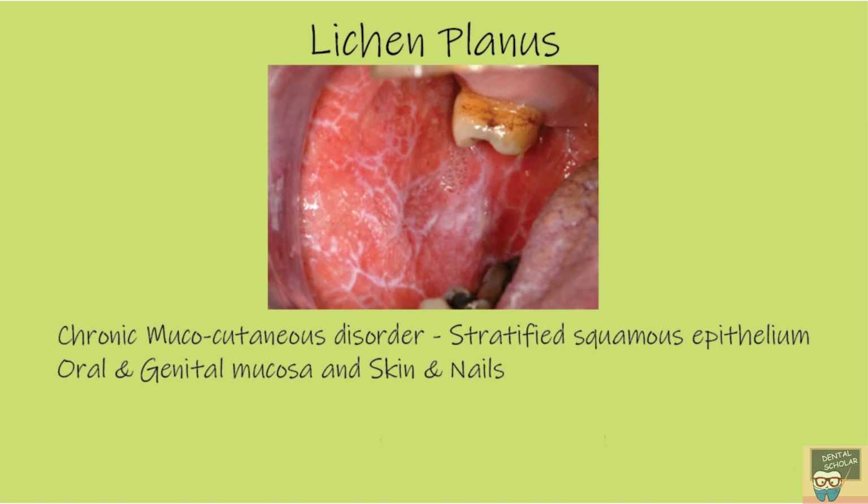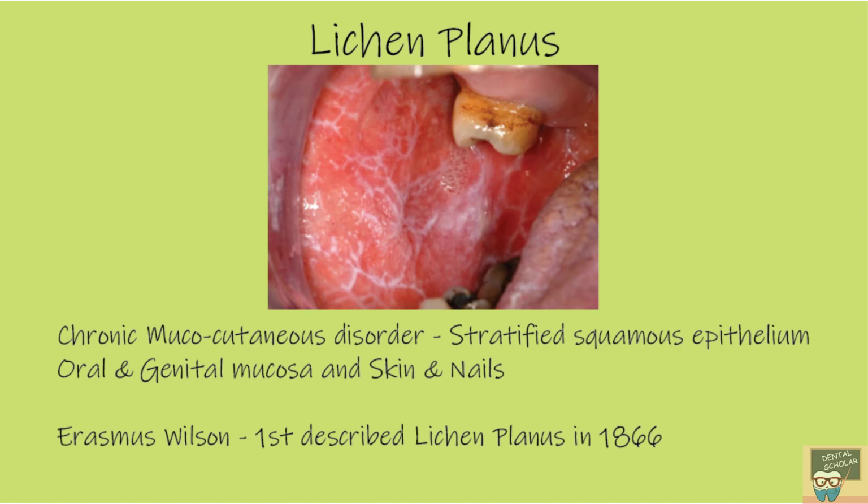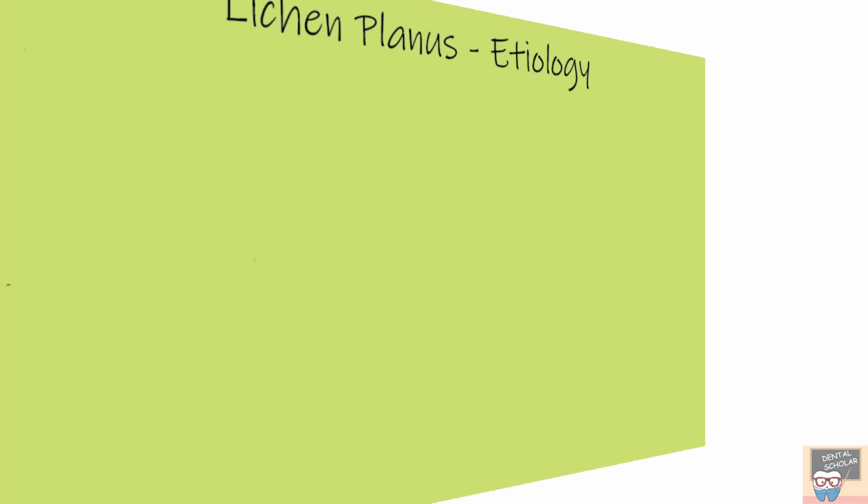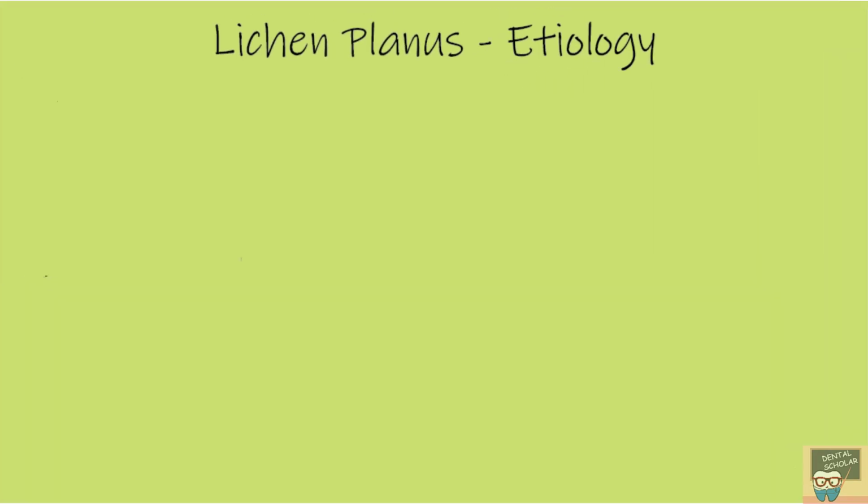An English physician named Erasmus Wilson first described lichen planus in 1866. In 1895, Wickham noted the characteristic white lines on the surface of lichen planus, and these are now called Wickham's striae. Let's now go to the etiology of lichen planus.